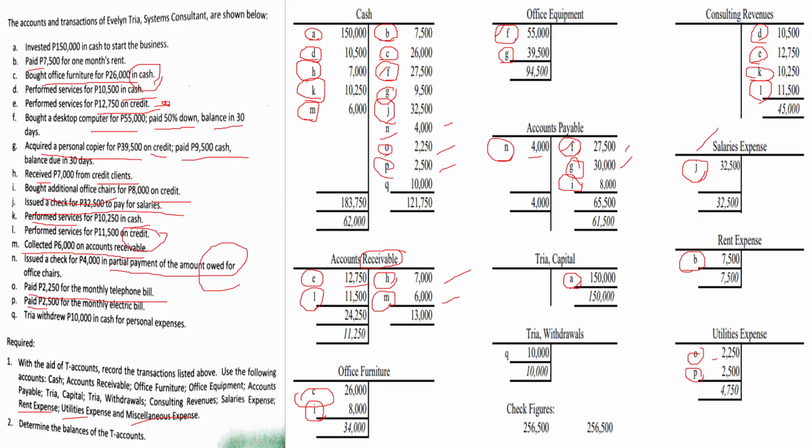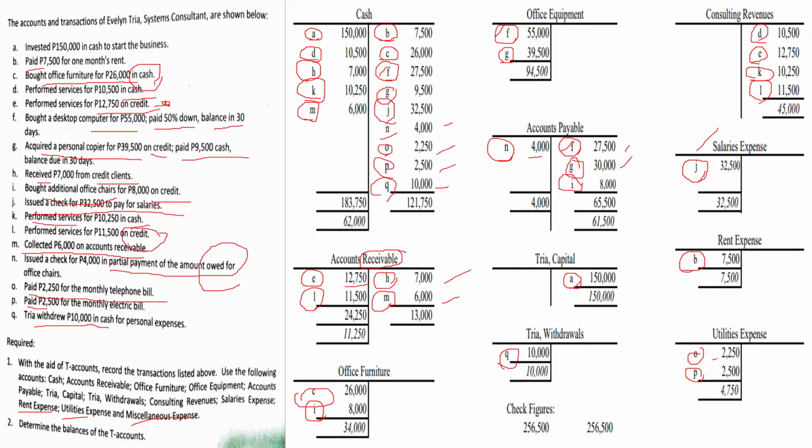And finally, we have Q. Tria withdrew 10,000 in cash for personal expenses. Take note, when we have withdrawal of cash, cash is reduced. So cash decreased by crediting it. So Q, we credit 10,000 for cash. And our withdrawal has increased. So we debit withdrawal for 10,000.